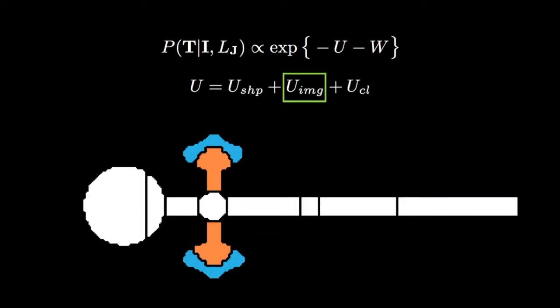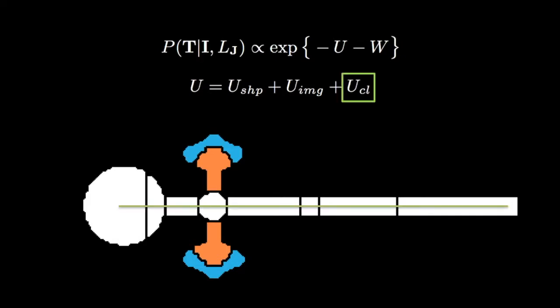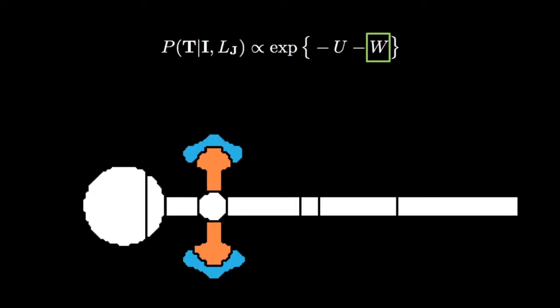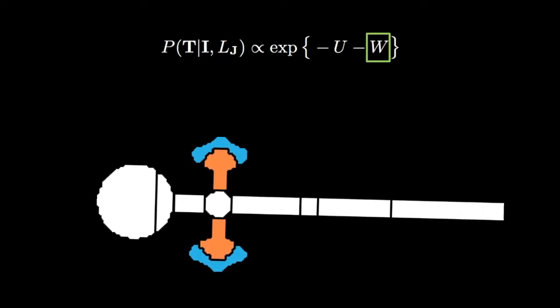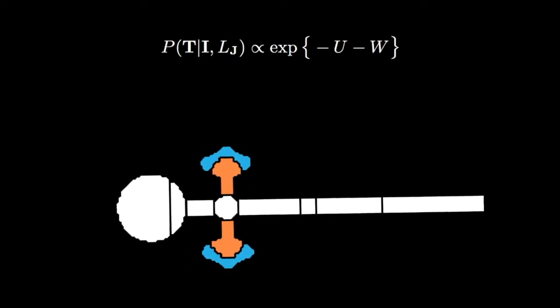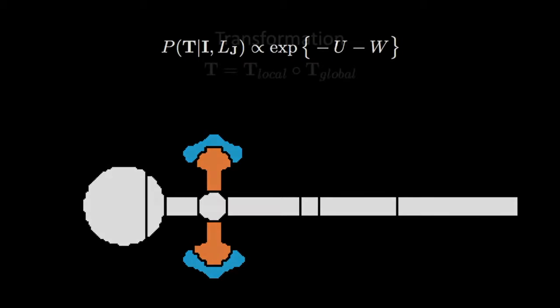The second factor is the image energy. We assume compartments follow the piecewise constant intensity model, so this term penalizes intensity dissimilarity between I and Li. The third factor is the centerline location term. It matches the axonal centerlines of target image and template. Pairwise potential W enforces spatially smooth transformation using the diffusion regularization.